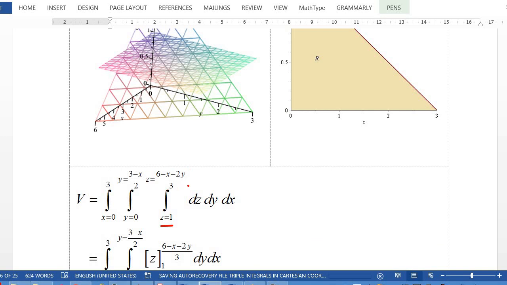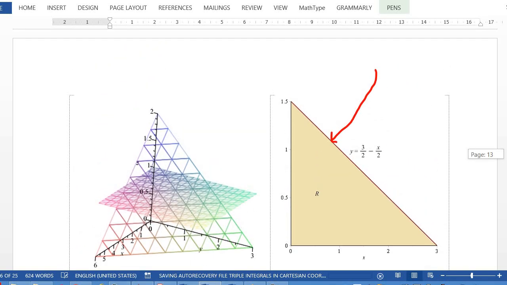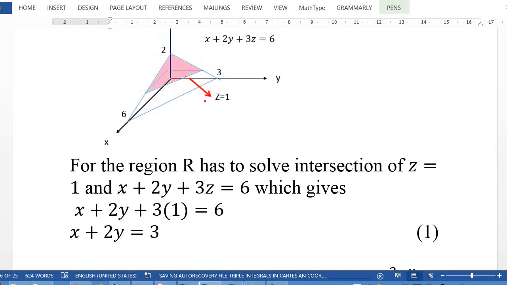The upper limit comes from the tetrahedron equation, where you solve z as the subject. So you integrate 1 dz. And then your region R: to get the region R, you have to solve the intersection of z equal to 1 and x plus 2y plus 3z equal to 6.